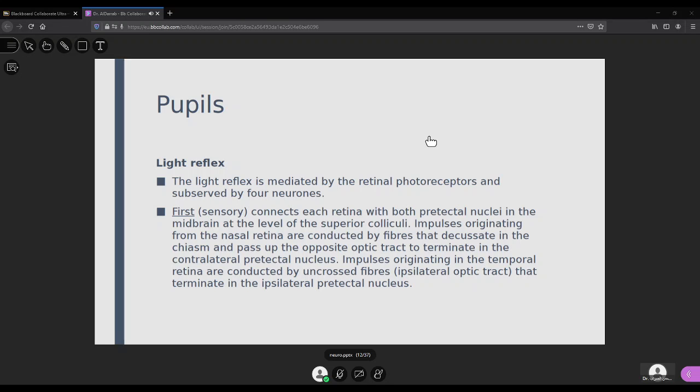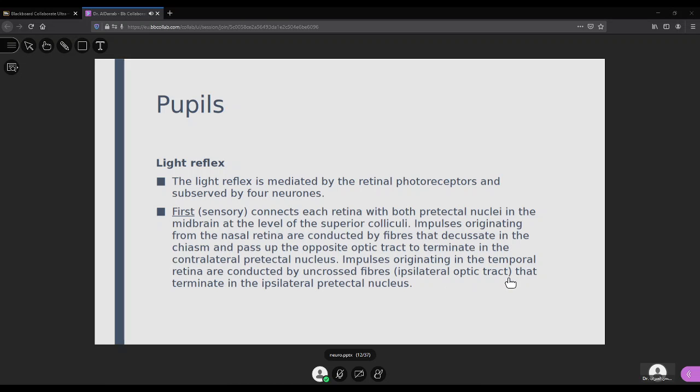So the nasal fibers will decussate, meaning they cross: the right will go to the left, and the left will go to the right. The temporal fibers continue on the same side. Impulses originating in the temporal retina are conducted by uncrossed fibers, ipsilateral.